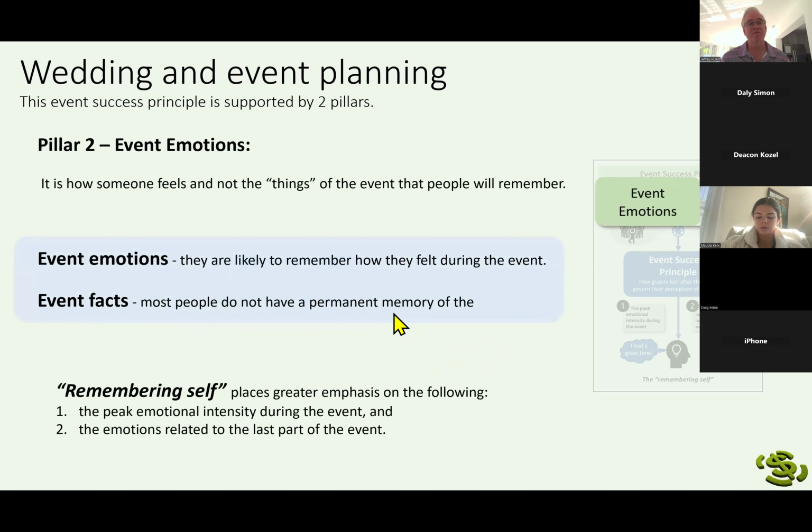Now the next pillar is what I'll call event emotions, right? And we've already talked a little bit about this, but this really goes back to the work that Daniel Kahneman did. So there are really two big things about event emotions. How did you feel about the connections you made? Or how did you feel about the curiosity you were able to satisfy? Those are some of the event emotions that people are able to create in their life, right? Those are the things they are likely to remember.